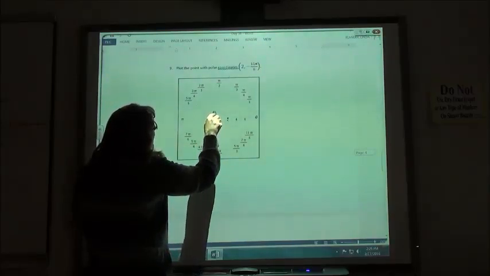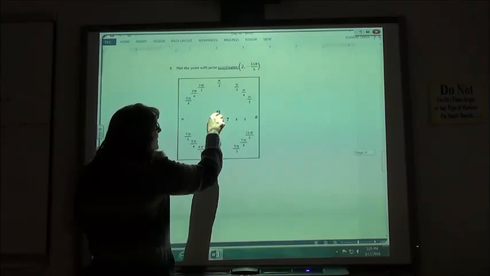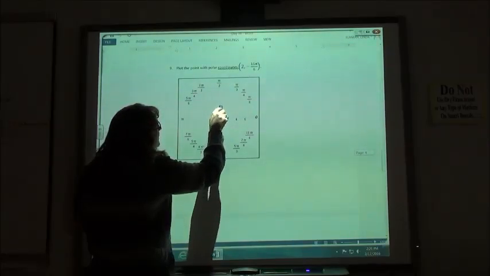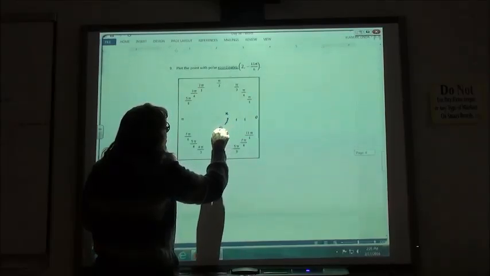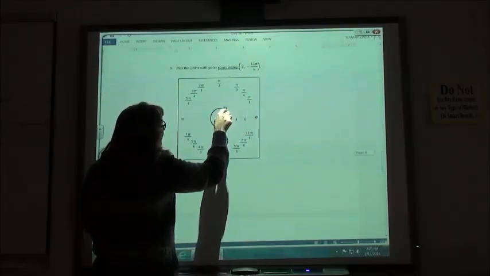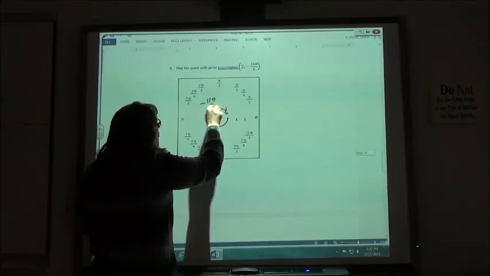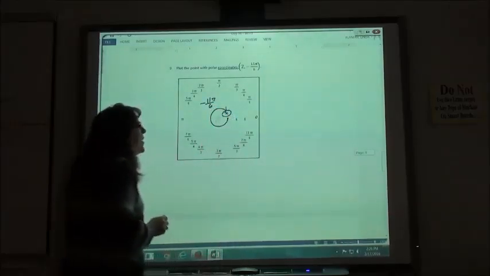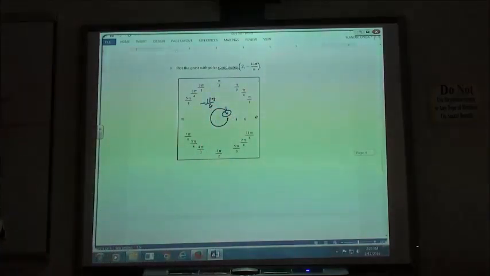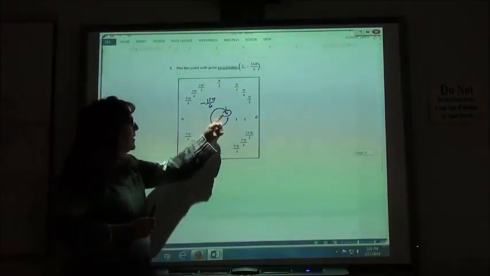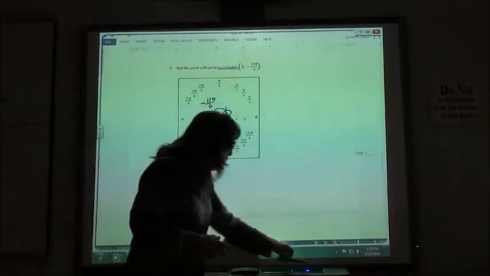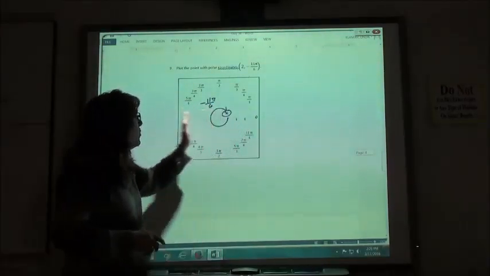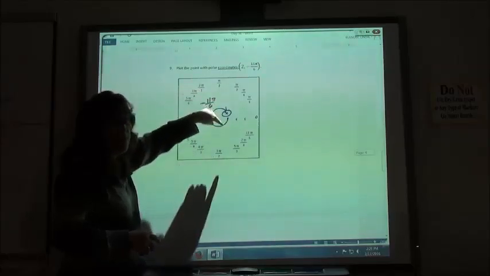7 pi over 6, 8 pi over 6, and 9 pi over 6 would be 3/4 of the way around. 10 pi over 6, 11 pi over 6. So right there, I started here, I went backwards, -11 pi over 6, and I ended up right there for my mark. You're just going to mark where that ending point is, and so I would just mark right here where I have my X. So polar coordinates give you a direction and then an angle that you go around.